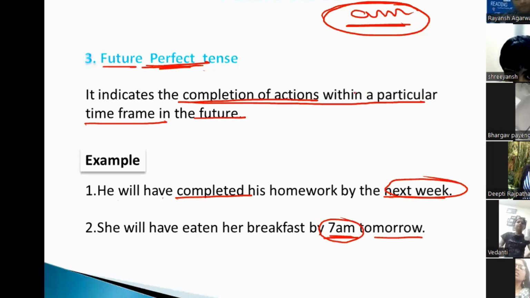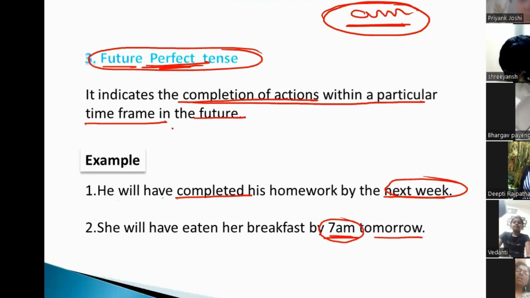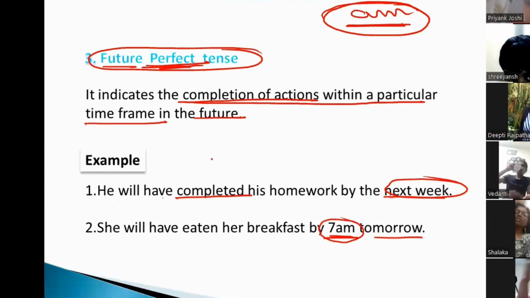That too, within what time of future? Within what time limit of future? Those actions are represented using future perfect tense. Like I will have completed my homework by tomorrow or by next week or by next month, like that. Those are not completed, but they are going to be completed in the future time.